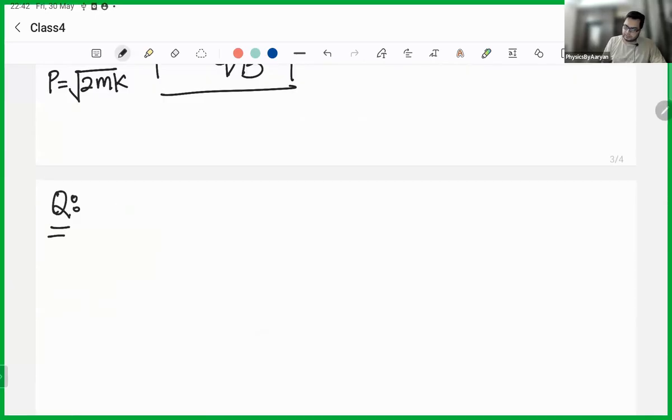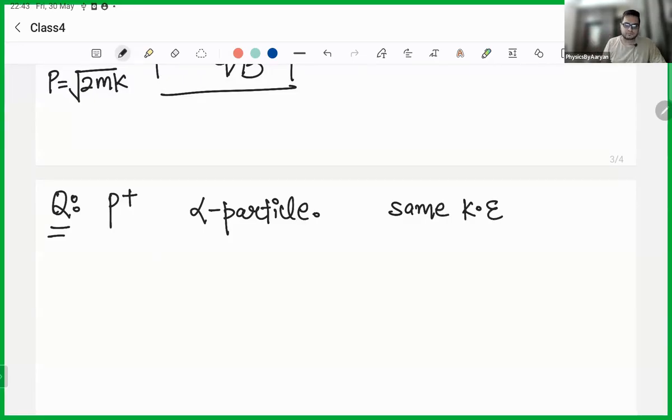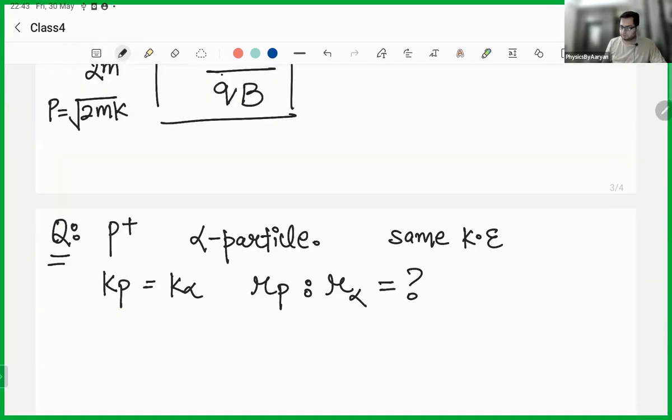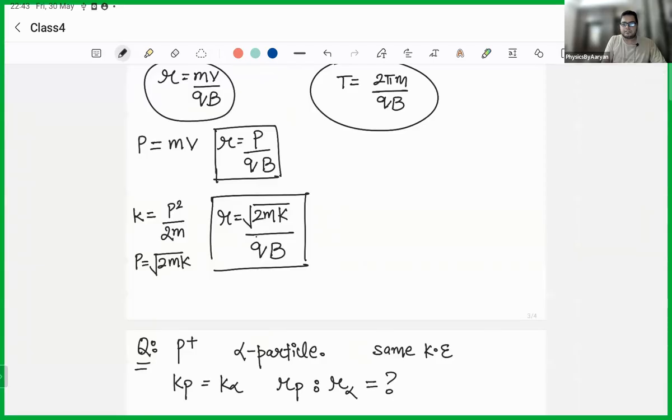So you have two particles. Number one particle is a proton, and number two particle is an alpha particle. Both of them have the same kinetic energy. So the kinetic energy of the proton is the same as the kinetic energy of the alpha particle. Now you have to tell me what is the ratio of radius. Basically, the proton will move in a circle, and the alpha particle will also move in a circle. So what is the radius of their circles? Are they going to move in the same radius, or what is the ratio? So solve that. You can use this formula if you want and give the answer.